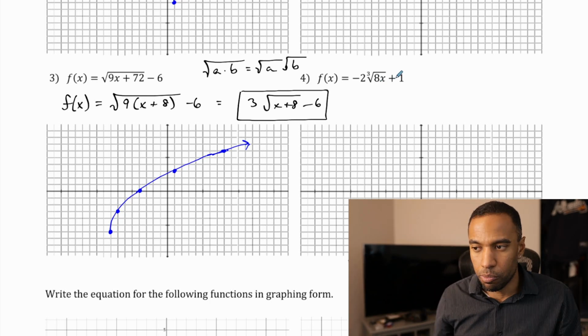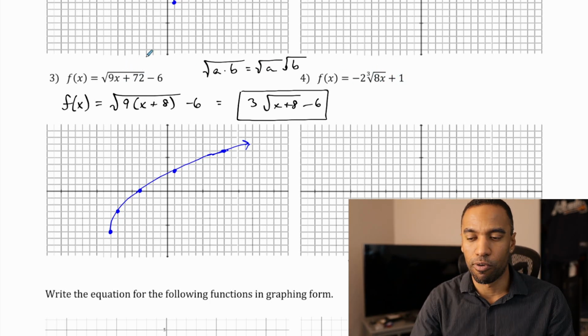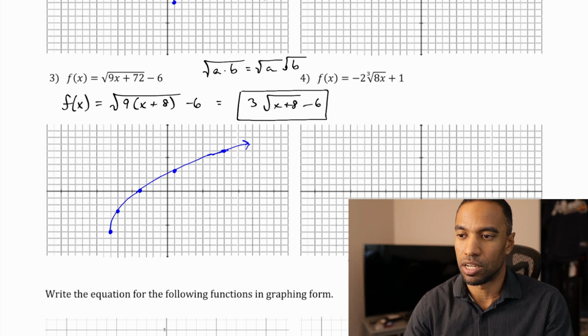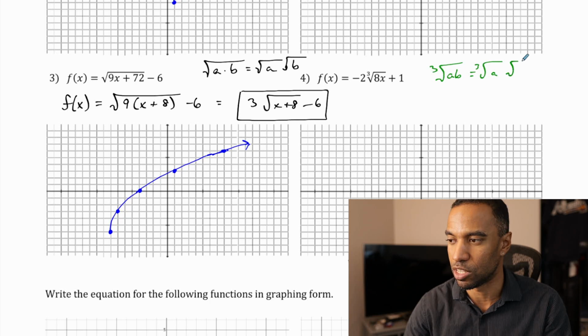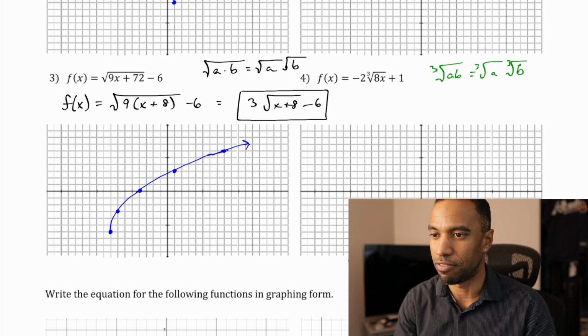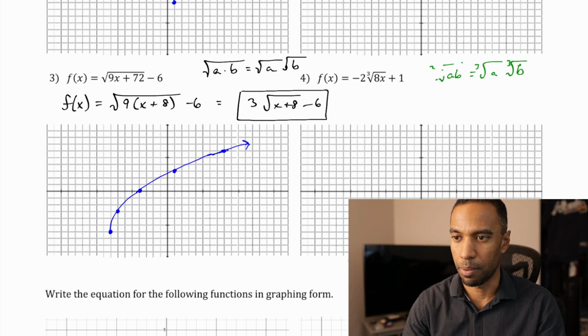Last one for cube roots here is the same kind of idea as before. We need a transformation within this guy right here. And within this transformation, I have a cube root of 8 times x. The cube root of a times b is the cube root of a times the cube root of b. So I am going to take that cube root of 8. I'm just going to go ahead and write what that part is right there.